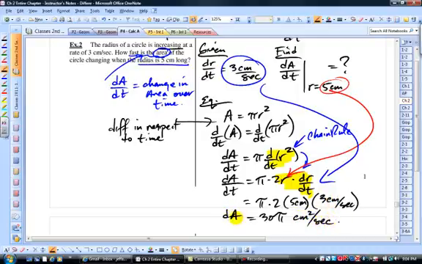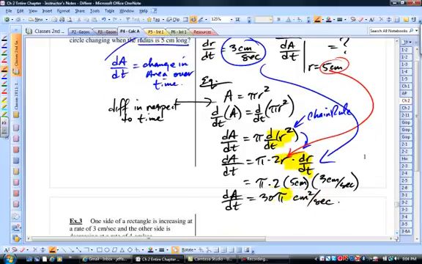Now let's see if this makes sense. We're trying to solve for the change in area over time, and we know that area is always expressed in square units. So when I ask you to find how fast the area is changing, I'm talking about how many square centimeters per second it is changing. So my answer makes sense unit-wise, because area is always in square units.